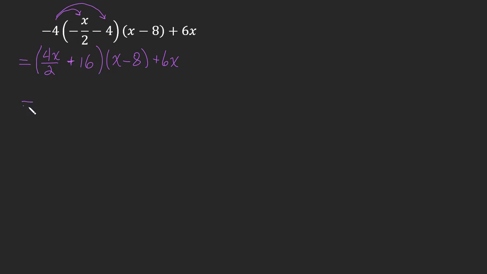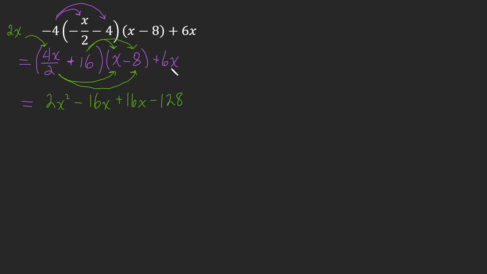Now we're going to expand the next 2 brackets. We can simplify the 4x over 2. The 4x over 2 is really 2x. And then what we can do is multiply that 2x times x. So 2x times x is 2x squared. And then we can multiply that 2x times -8, which would give us -16x. Now I'll multiply 16 times x and 16 times -8. So that's 16x.